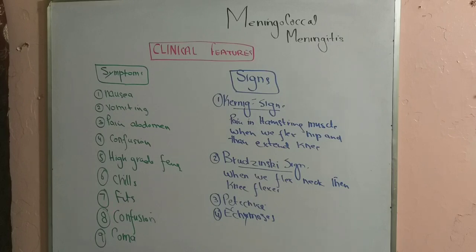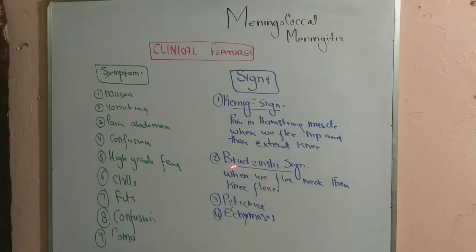And there are certain signs which we check in these patients. One is the Kernig sign. What we do in the Kernig sign is first flex the hip of the patient at 90 degrees, and then we extend the knee joint, and the patient feels pain in the hamstring. It reflects meningeal irritation. This is known as the Kernig sign, and it should be positive in meningococcal meningitis.